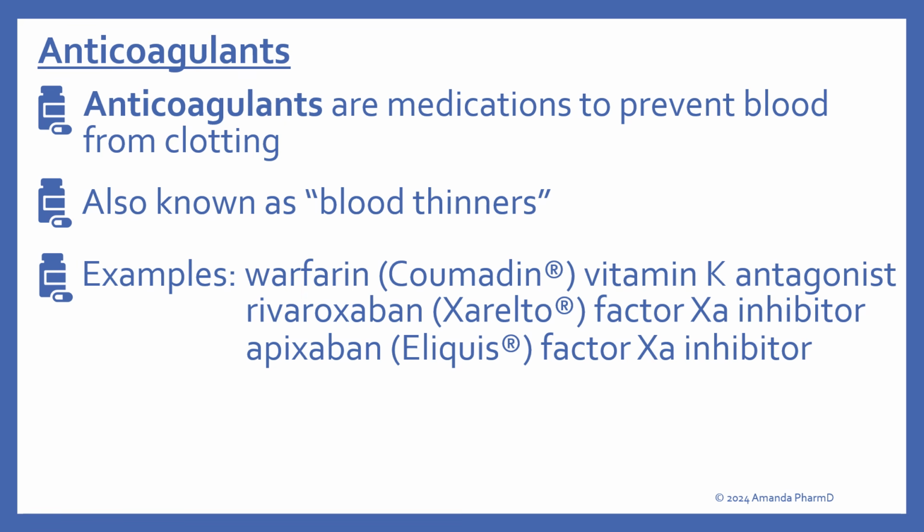Next are the anticoagulants. Anticoagulants are medications to prevent blood from clotting. They're also known as blood thinners. Some examples of the anticoagulants are warfarin, brand name is Coumadin, and its pharmacologic classification is a vitamin K antagonist. Rivaroxaban, the brand name is Xarelto, it's a factor Xa inhibitor. And apixaban, its brand name is Eliquis, it's also a factor Xa inhibitor.